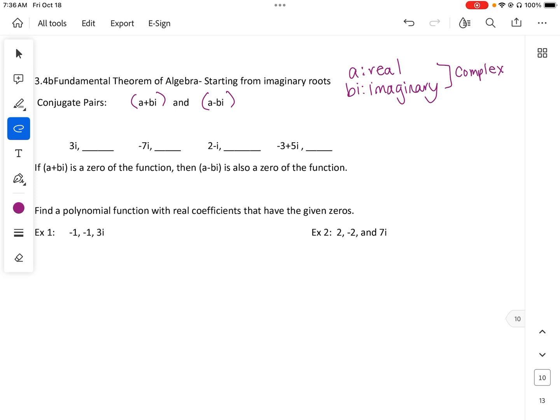So the conjugates, the only thing that is different is the sign. A plus BI or A minus BI, so we have conjugates to each other. So if we have 3i, the conjugate would be negative 3i. If we have 7i, negative 7i, it'd be 7i. If we have 2 minus i, it'd be 2 plus i. If we have negative 3 plus 5i, it'd be negative 3 minus 5i.